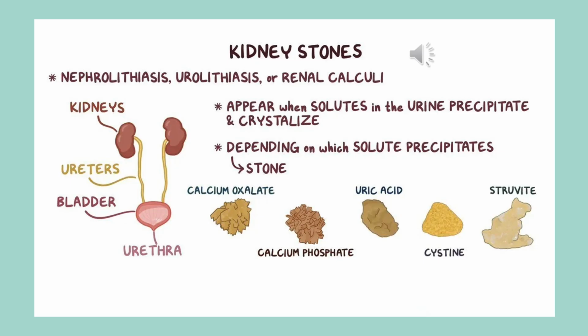Uric acid stones are associated with acidic urine and conditions like gout. Struvite stones are less common and they're typically found in response to urinary tract infections. And finally, cysteine stones are rare, and they're usually linked to genetic disorders that affect the reabsorption of cysteine in the kidneys. So the diagram here highlights the anatomical structures that are involved in stone formation, from the kidneys to the ureters, bladder, and the urethra.